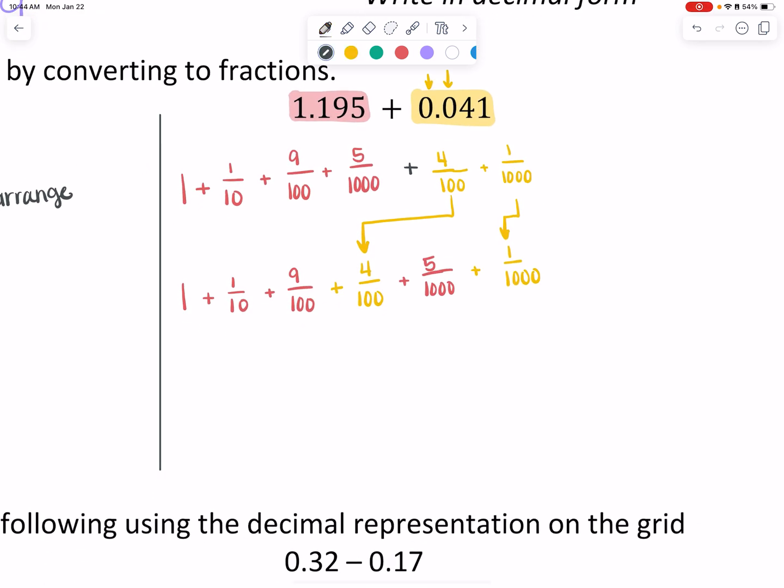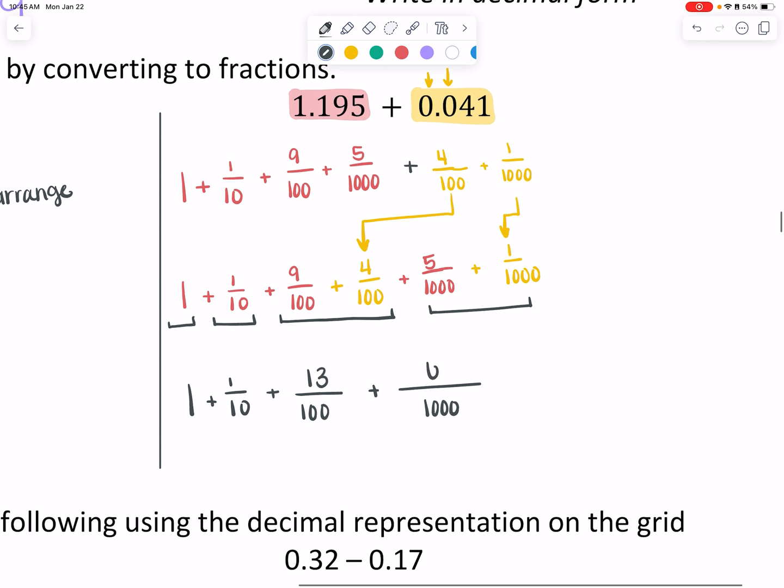All right, the 1, there is no other whole number, so that 1's going to fall down. There is no tenth, so I'll have plus 1 tenth. Now the hundredths, I'm going to keep the denominator, 100, add up the numerators. 9 plus 4 is going to give me 13. And then I'm going to do the same thing with the thousandths. Keep the denominator and add up the numerators. 5 plus 1 gives me 6.